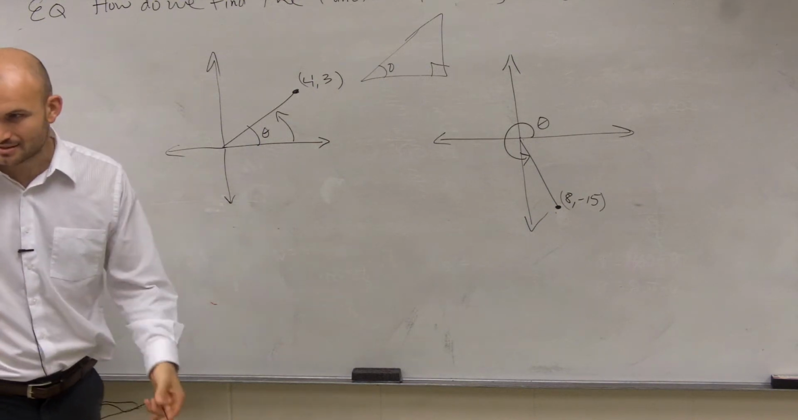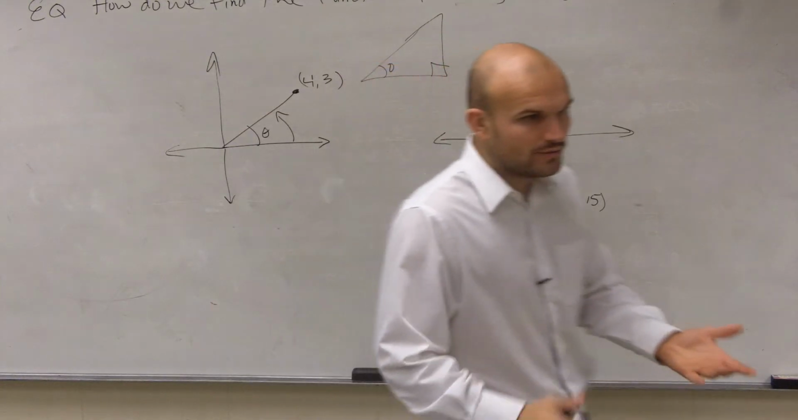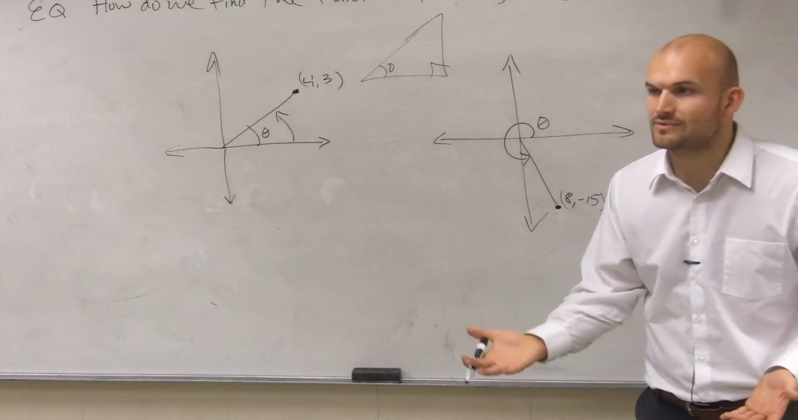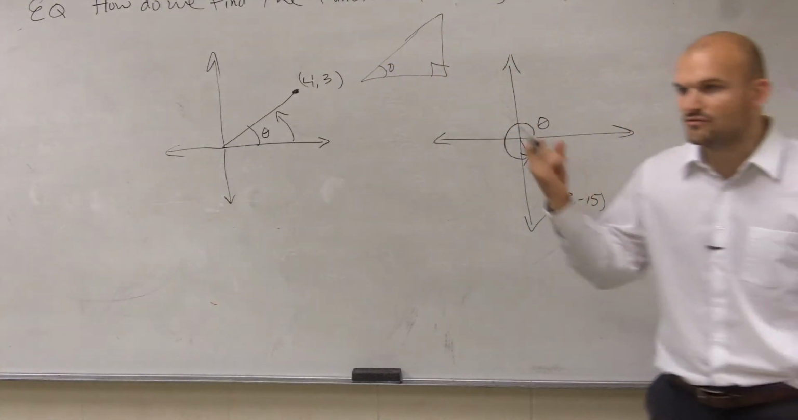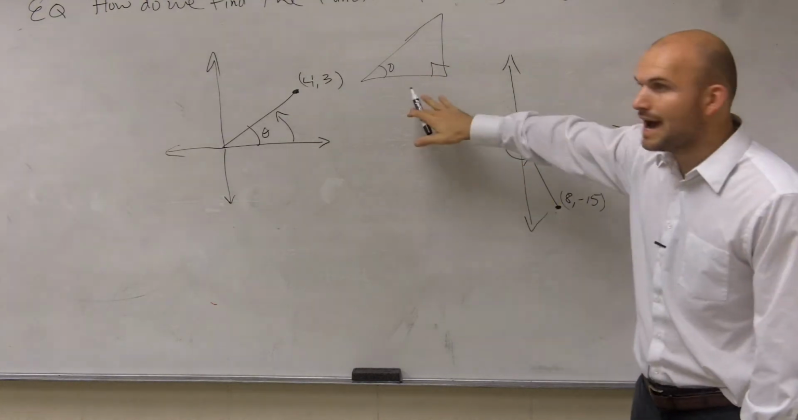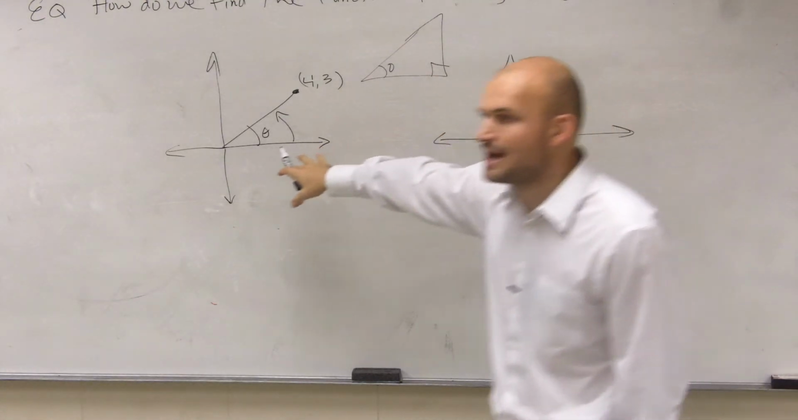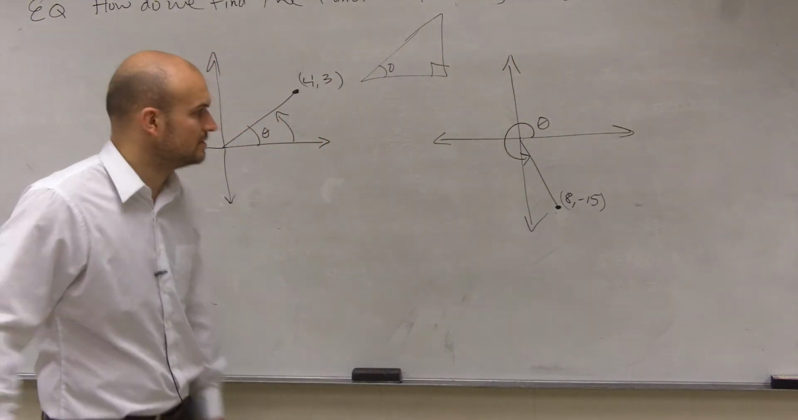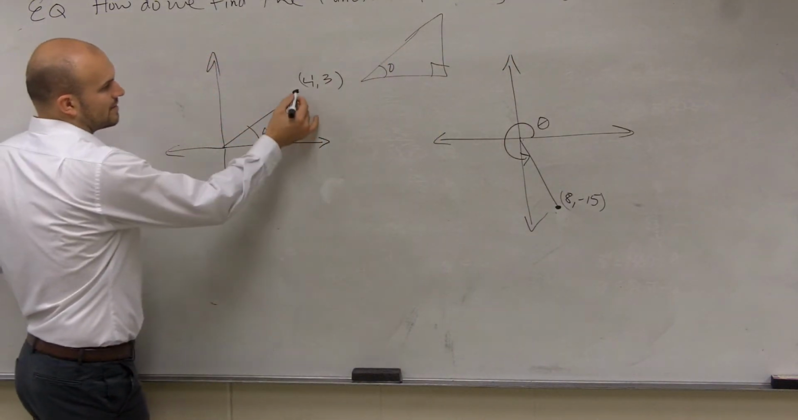Does that make sense? When we had the unit circle, we said sine was y and cosine was x because we had a radius of 1. So we didn't have to worry about the hypotenuse of our triangles. Now we have triangles that have a hypotenuse that is greater than 1. So let's go ahead and figure them out.